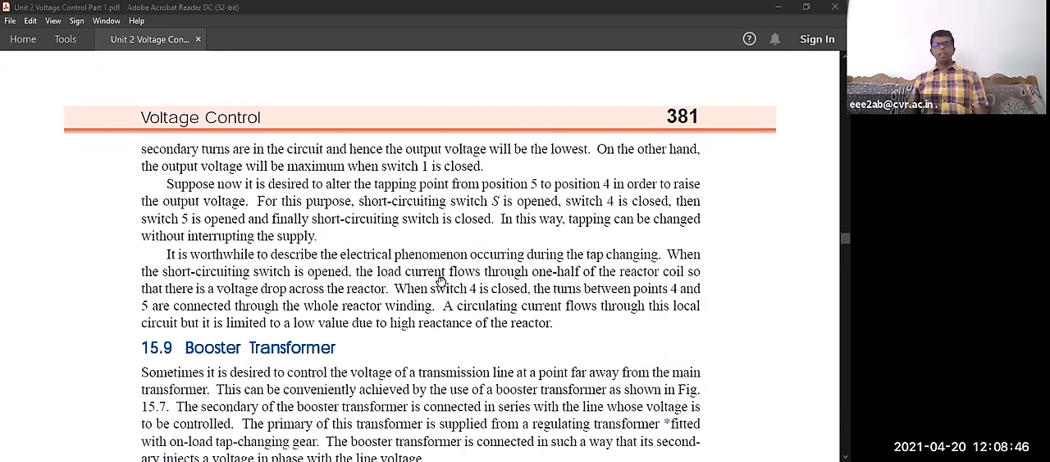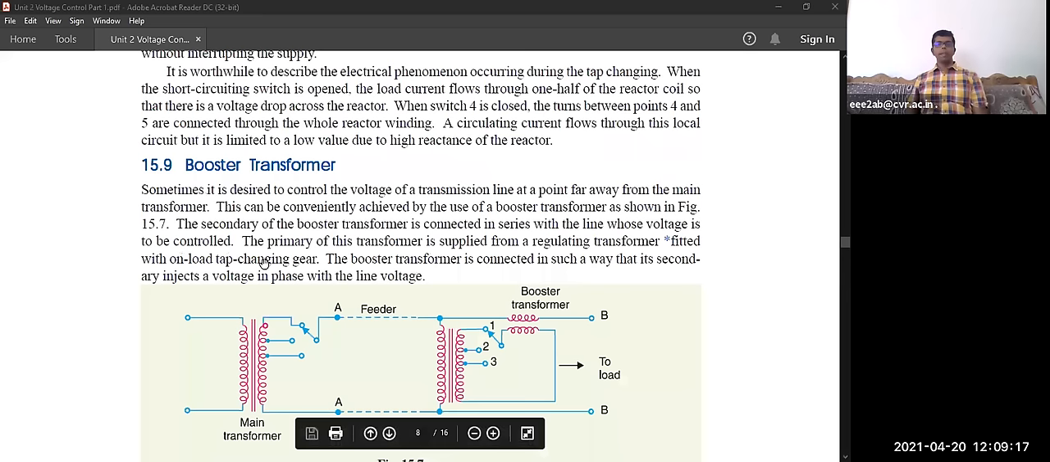In the meanwhile, when the short circuiting switch is open, the load current flows through one half of the reactor coil, so that there is a voltage drop across the reactor. When switch 4 is closed, the turns between points 4 and 5 are connected to the whole reactor winding. A circulating current flows through this local circuit, but it is limited to a lower value due to the high reactance of the reactor. So next comes the booster transformer.